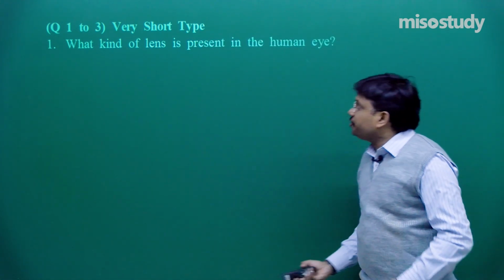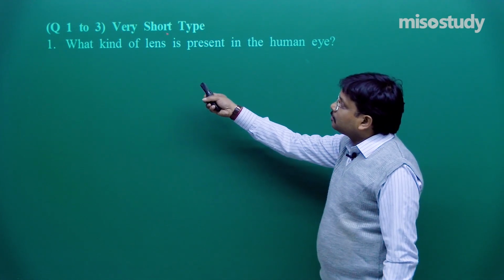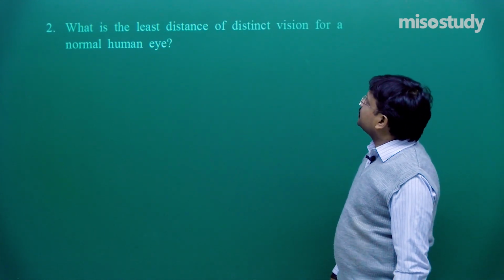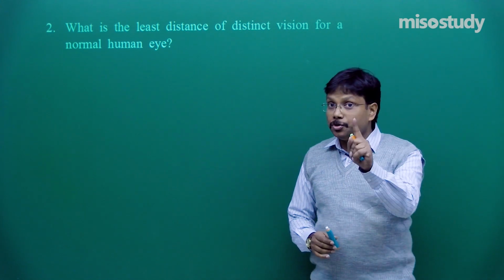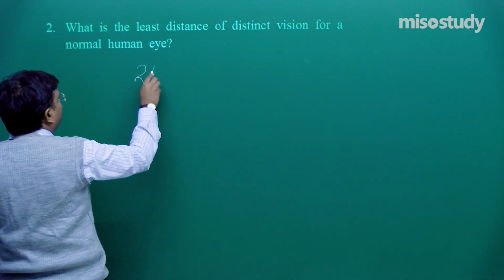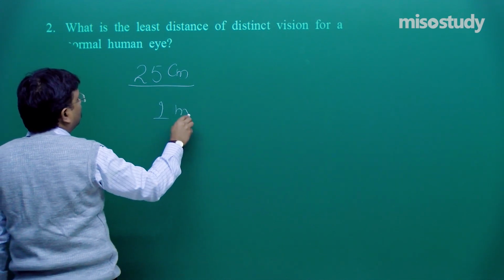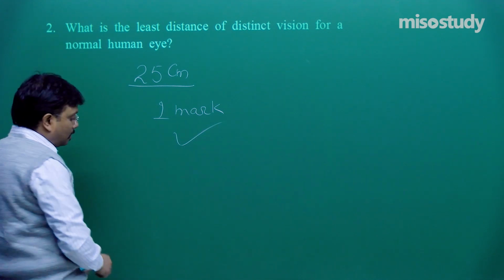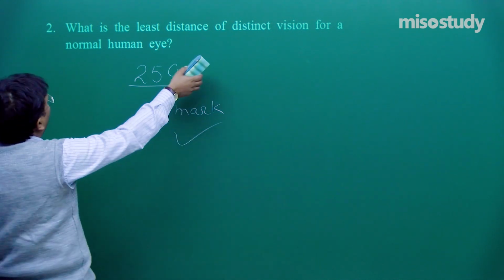Then comes question number 2, and this question is in the same category. What is the least distance of distinct vision for a normal human eye? You should only write down 25 centimeter, 1 mark. As such there is no need for any type of explanation in this particular question.